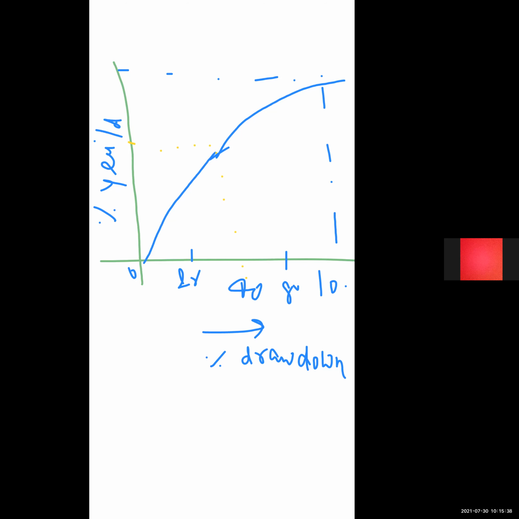Next, the non-equilibrium formula for a confined aquifer, that is, for unsteady radial flow. The main drawback of the equilibrium formula given by Thiem and Dupuit was the problem of attaining equilibrium condition.